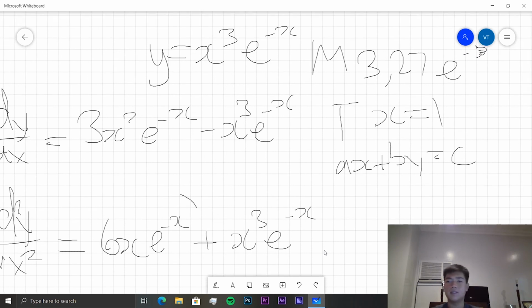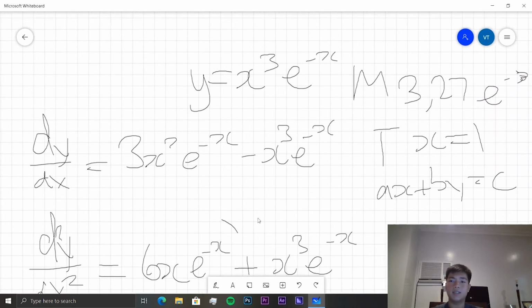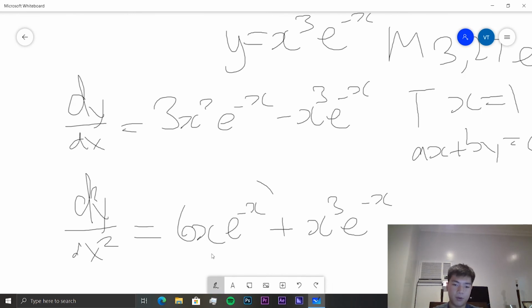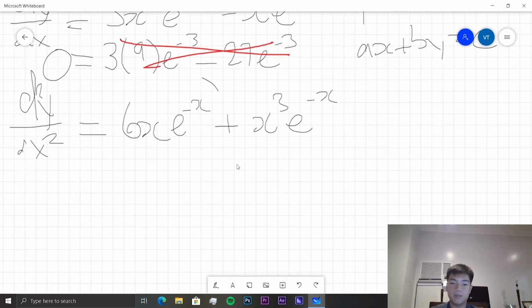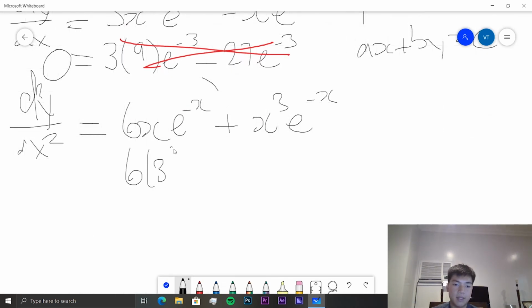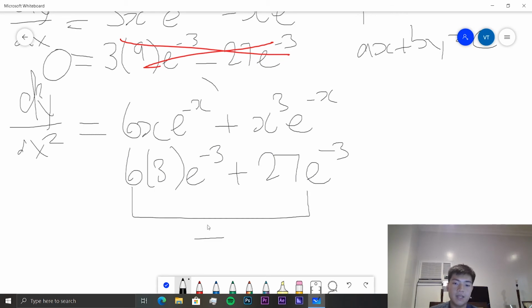Okay, interesting derivative. So we need to punch 3 in, more or less. So 3 times 9 e to the negative 3 minus 27 e to the negative 3. So these two cancel out. So this will equal 0. So it is a turning point. Now we need to check whether it's a minimum or a maximum. So we have 6 times 3 times e to the negative 3 plus 27 e to the negative 3. As you can see, this is going to be positive. So this means that this is a minimum. So it is indeed a minimum.